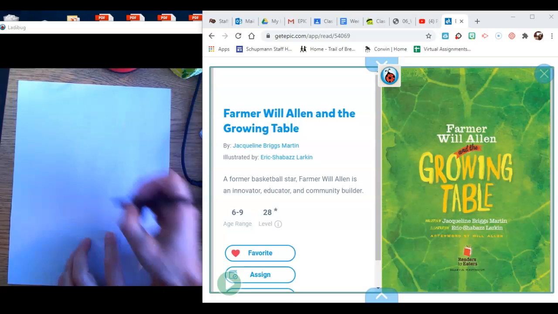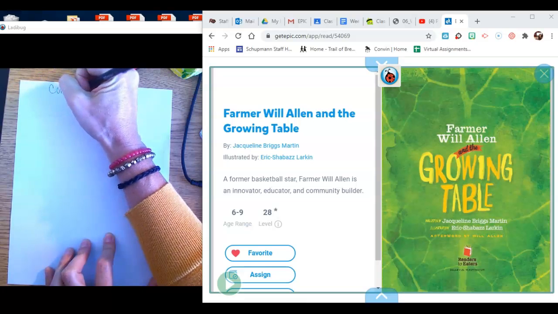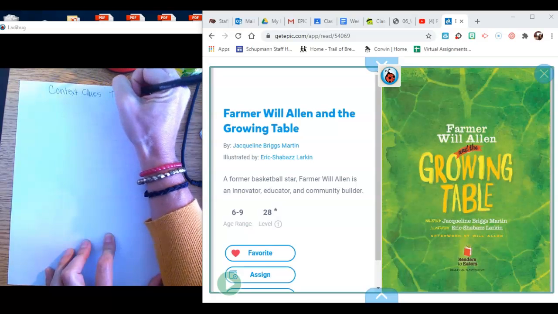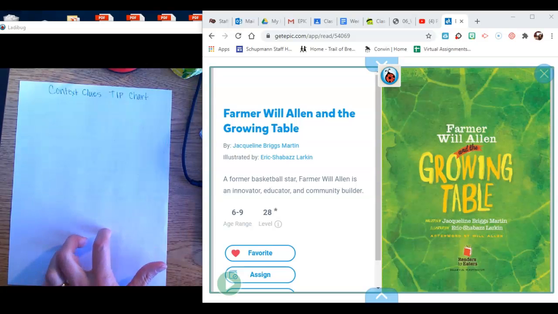So what we're going to start out with, we're going to name this the Context Clues Tip Chart. You're doing something very similar in science, and I pulled that resource from Miss Stanford because I loved it. I had something very similar, but I want to call it the same thing just so that you guys are familiar with the term and that it's crossing both subjects. I think that'll just be easier for you.